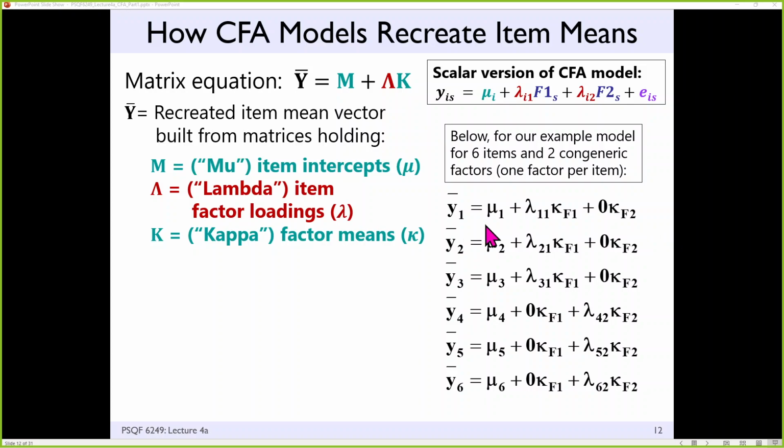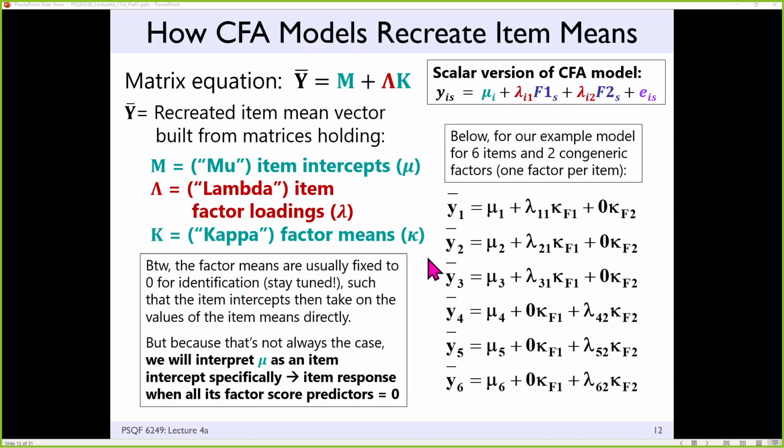So this is what the model says should happen to each of your means, and so long as you get a separate intercept for each item, they will usually perfectly recreate the means. So for this reason, the most common way to set up your model is to force the factor means to be 0. That way the intercepts become the item means. Okay. So that's how you get the means. It should be right as long as you give each item its own intercept.